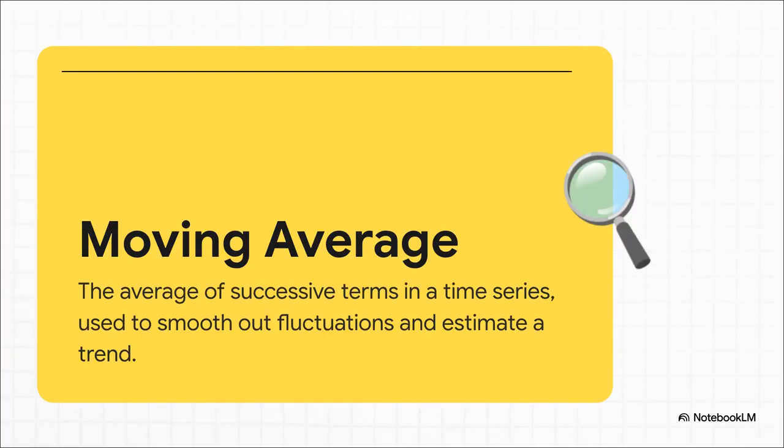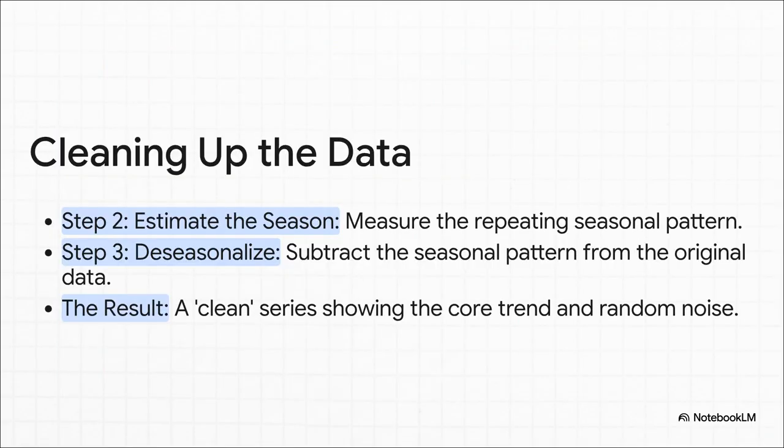So step one is finding the trend, and our main tool for that is something called a moving average. Honestly, the best way to think about it is like you're ironing a wrinkled shirt. The moving average acts like the iron. It just smooths out all those seasonal bumps and wrinkles so you can see the flat underlying trend that was hiding underneath all along. Okay, so once we've ironed out the trend, we can move on.